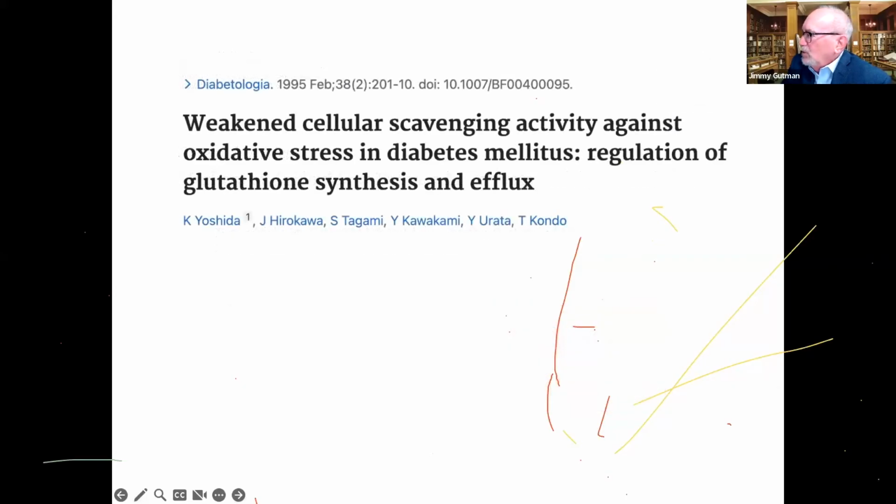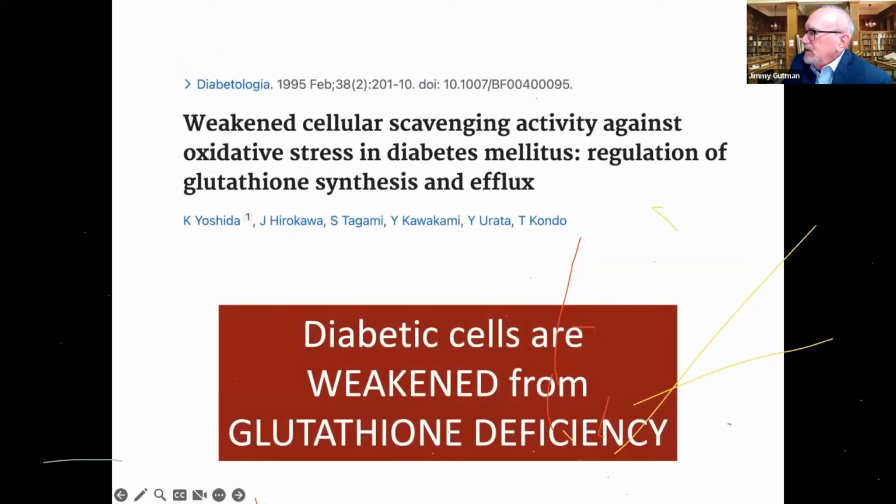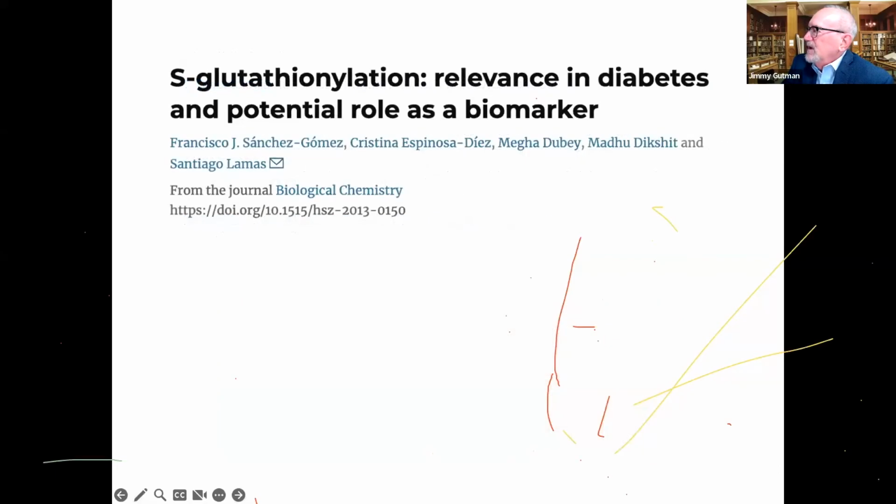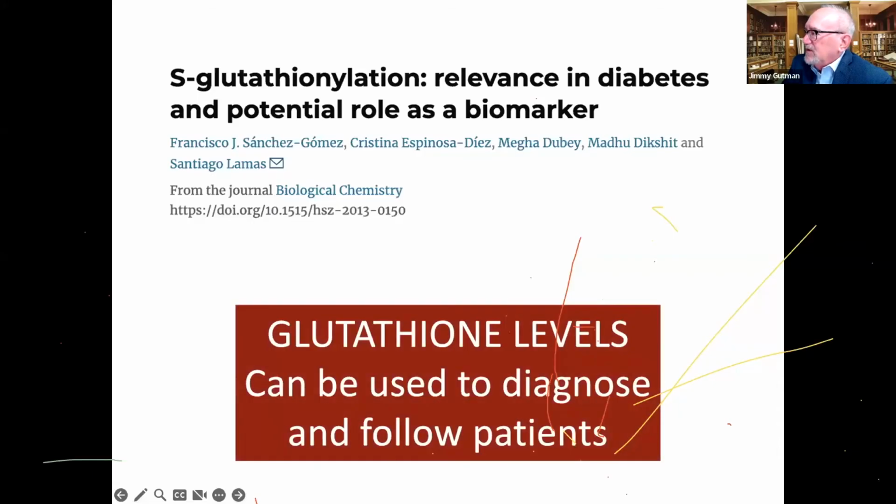So does having low glutathione levels in diabetes matter? Does this affect the patient clinically? Well, yeah, absolutely. This glutathione deficiency leads to a cell which is much more prone to being damaged. If this is the case, can following glutathione levels be used to foresee diabetes and possibly be used as a prognostic tool? Again, the answer is yes. In this article, the authors are suggesting to do just that. Do glutathione measurements in the future to predict the onset of diabetes.